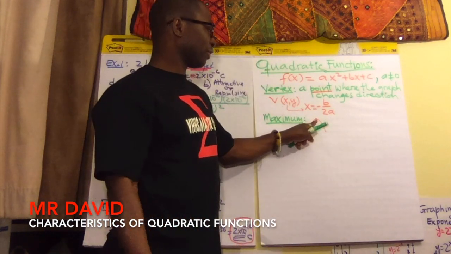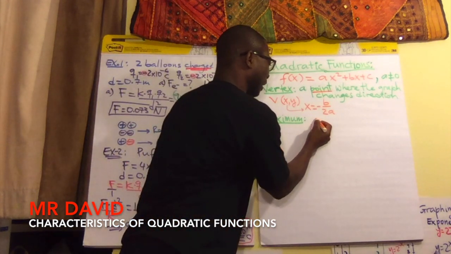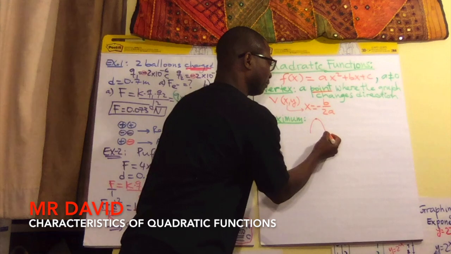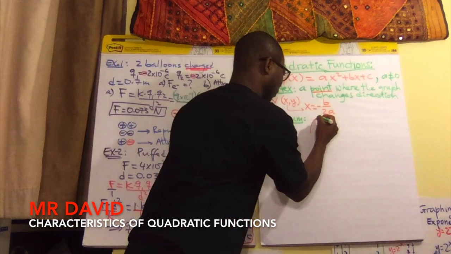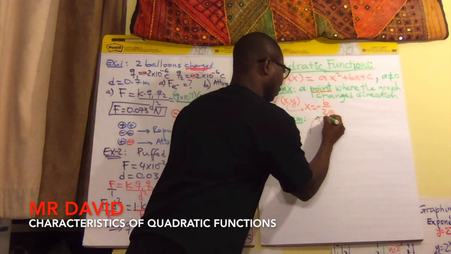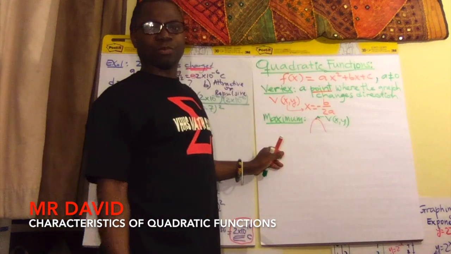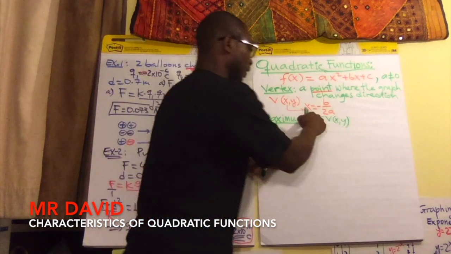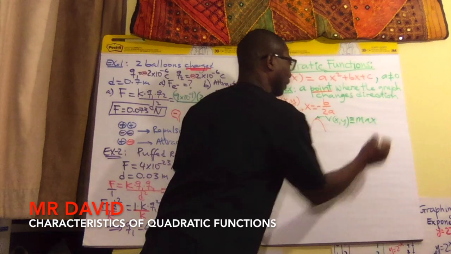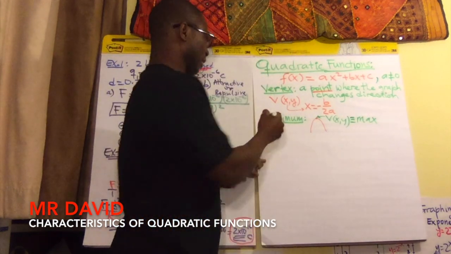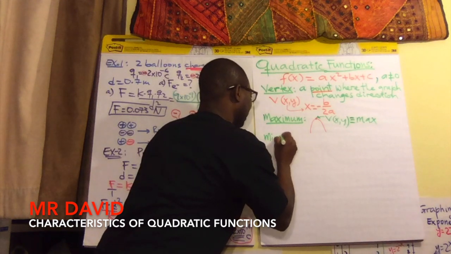The point here is the vertex. It's going up, then it comes to the vertex, and it changes direction. So this vertex is the maximum. Whatever the point is here, that's the maximum point. So we call this the max. The next one is the minimum.